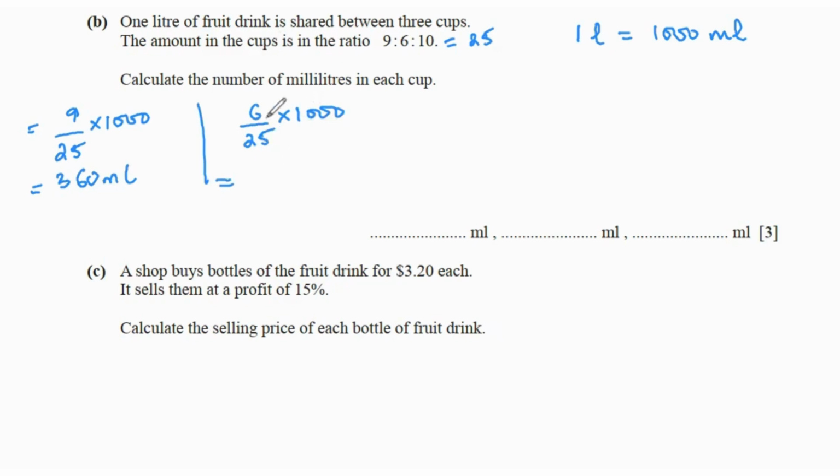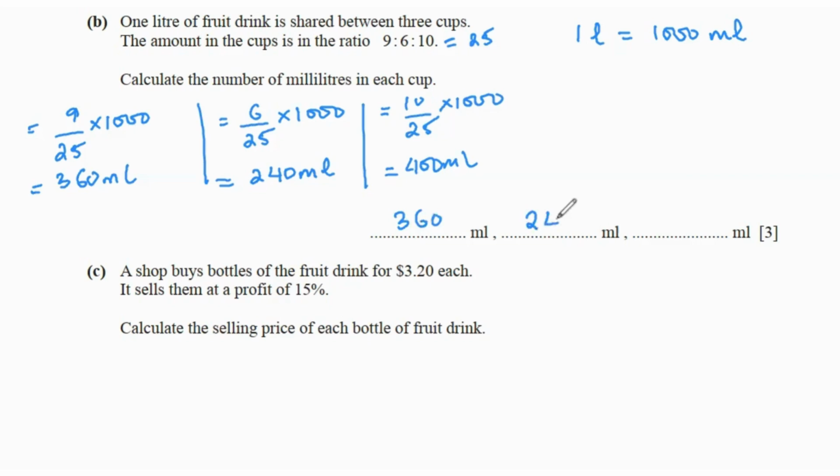Then in the next case, it's going to be 6 over 25 times 1,000. And that's going to give us 240 milliliters. Last case, 10 over 25 times 1,000. And that's going to give us 400 milliliters. So now the first cup, it's 360. The second cup, it's 240. And the last cup, it's 400. That is your answer.